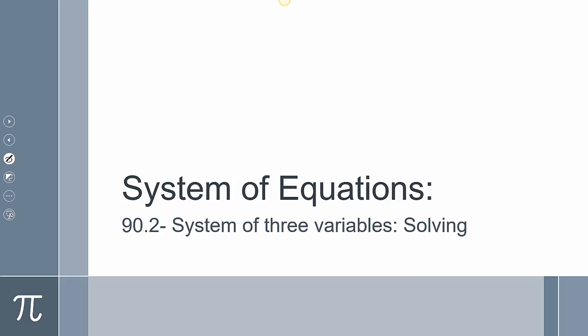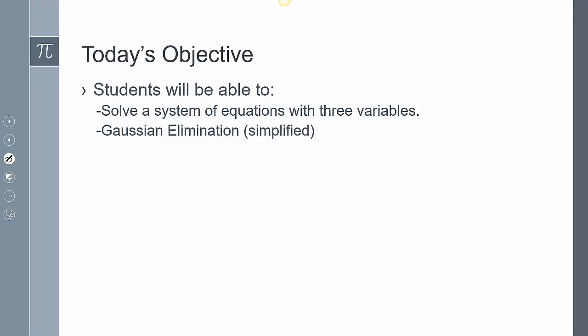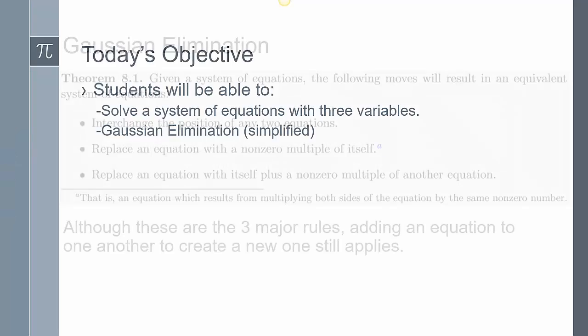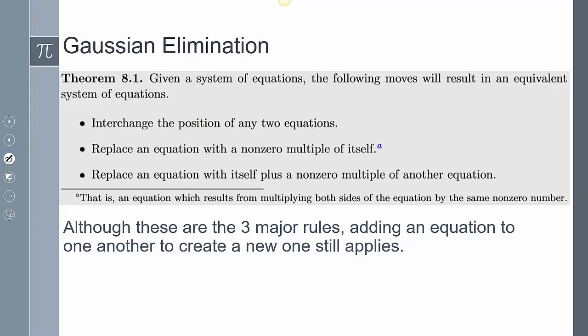Today is going to be 90-2. We're going to take a look at a system of three variables and we're going to solve with them. So we're going to solve a system of equations with those three variables, and we're going to talk briefly about Gaussian elimination, but we're going to emphasize, when we're trying to complete these problems, the simplified version of this. So given a system of equations, the following moves will result in an equivalent system of equations.